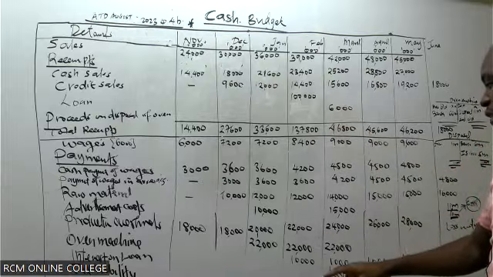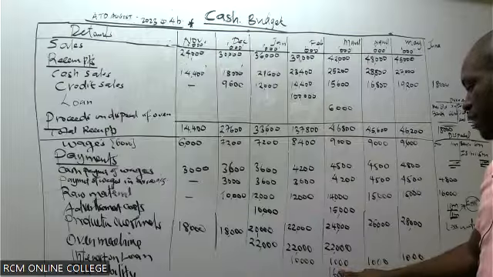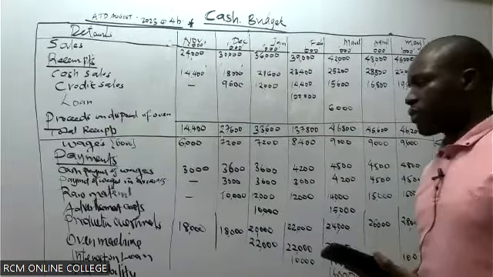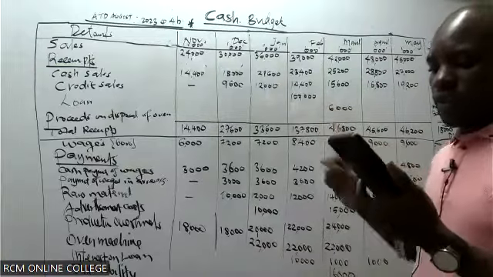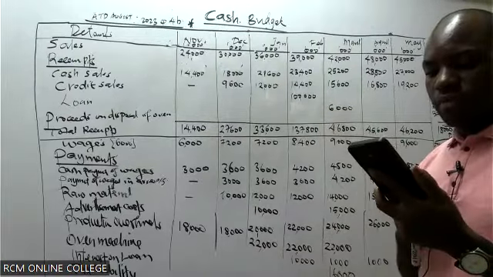Having done that, they have paid for the tax liability. They also received 6 million for the disposal of the excess assets.